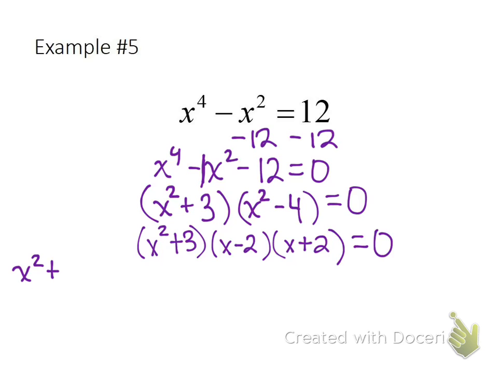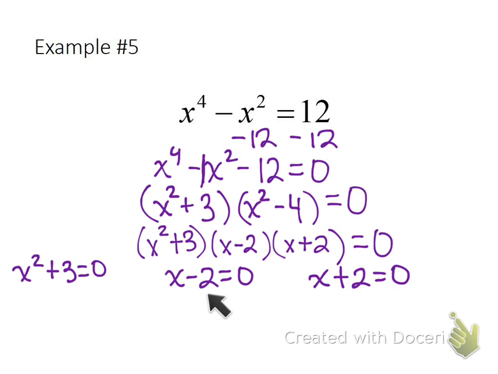So we've got x squared plus 3 equals 0. X minus 2 equals 0. X plus 2 equals 0. Which two are the easier ones to solve? X plus 2 and x minus 2. Good. The x plus 2 and x minus 2 are easier to solve, so let's get those done real quick.